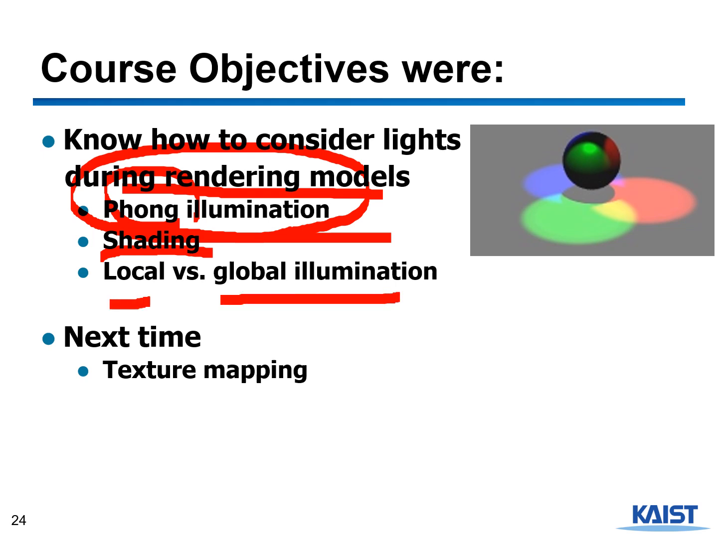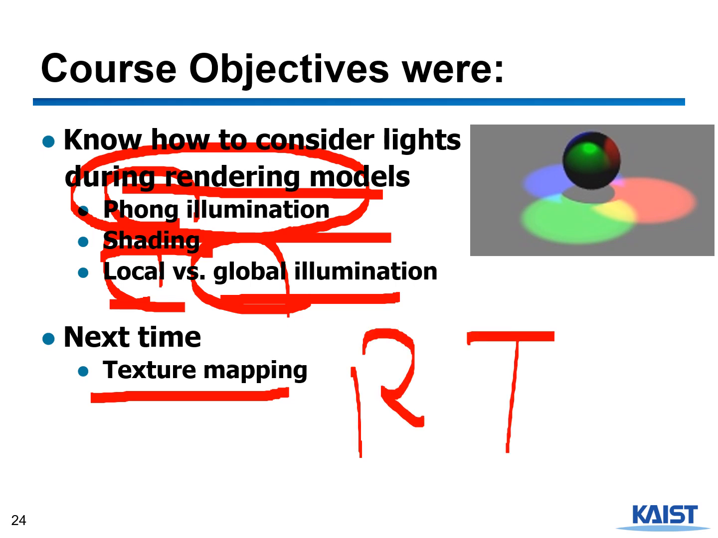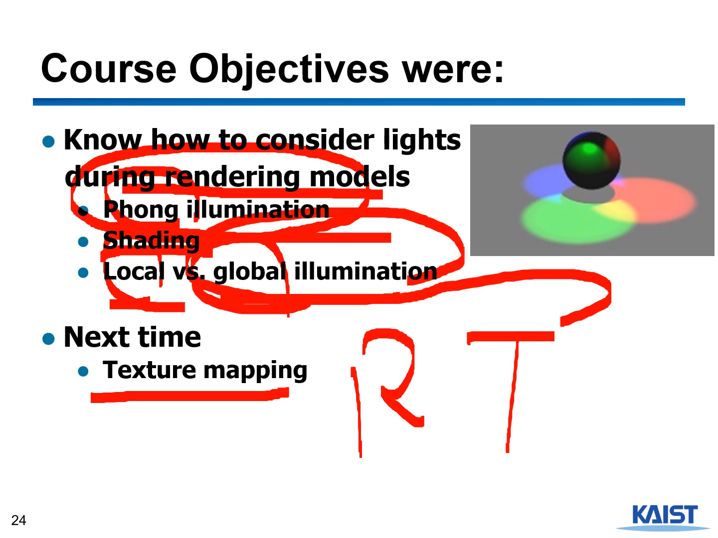Next time I will talk about texture mapping, which is very commonly used across both local and global illumination. Then once I'm done with texture mapping, I'll move on to ray tracing, which can naturally support global illumination.